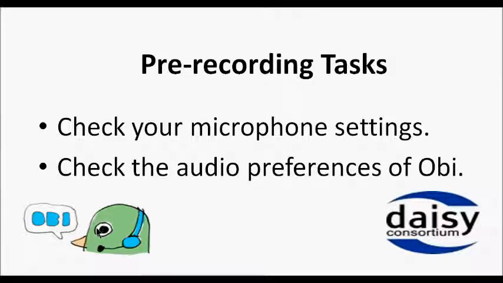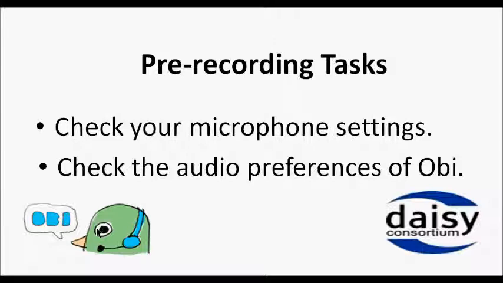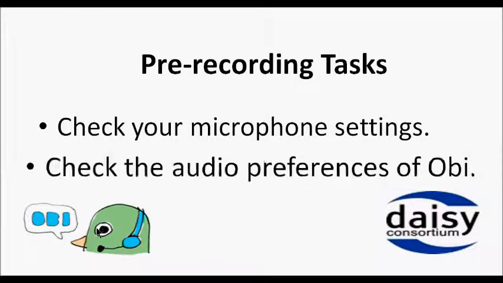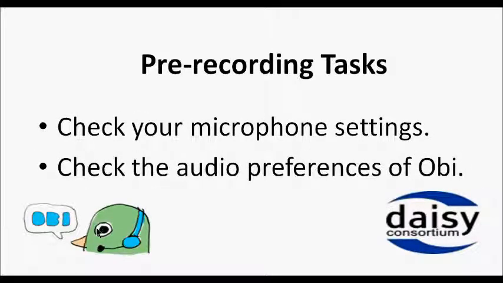So, let's first understand the pre-recording tasks. Before recording for the first time, you must perform some pre-recording tasks. These are: check your microphone settings and check the audio preferences of OBI.